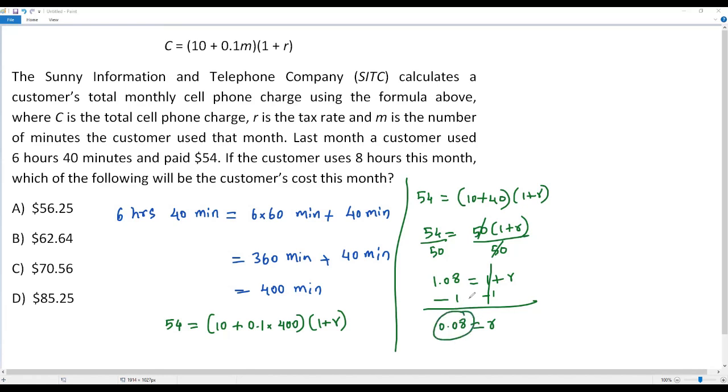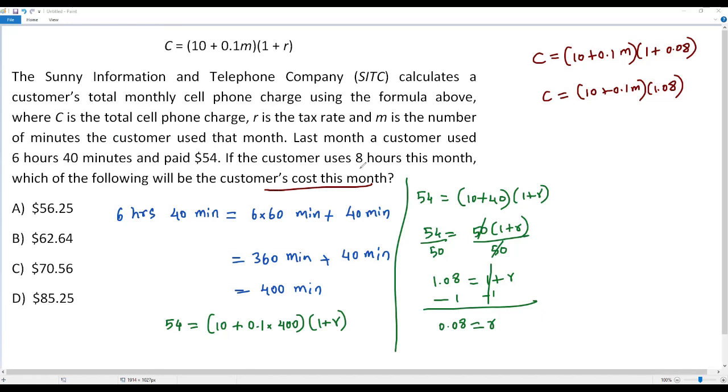Now we can plug this value 0.08 for R into the formula over here. Then the formula will become C equals 10 plus 0.1 times M times (1 plus 0.08). Here, C equals 10 plus 0.1 times M times 1.08. Now we have only one unknown, that is M. M represents the number of minutes that the customer uses the service in a particular month. Here we have to find the customer's cost this month if he uses 8 hours. The time is given in hours, but we need the value of M in minutes. For that, we have to convert these 8 hours to minutes.